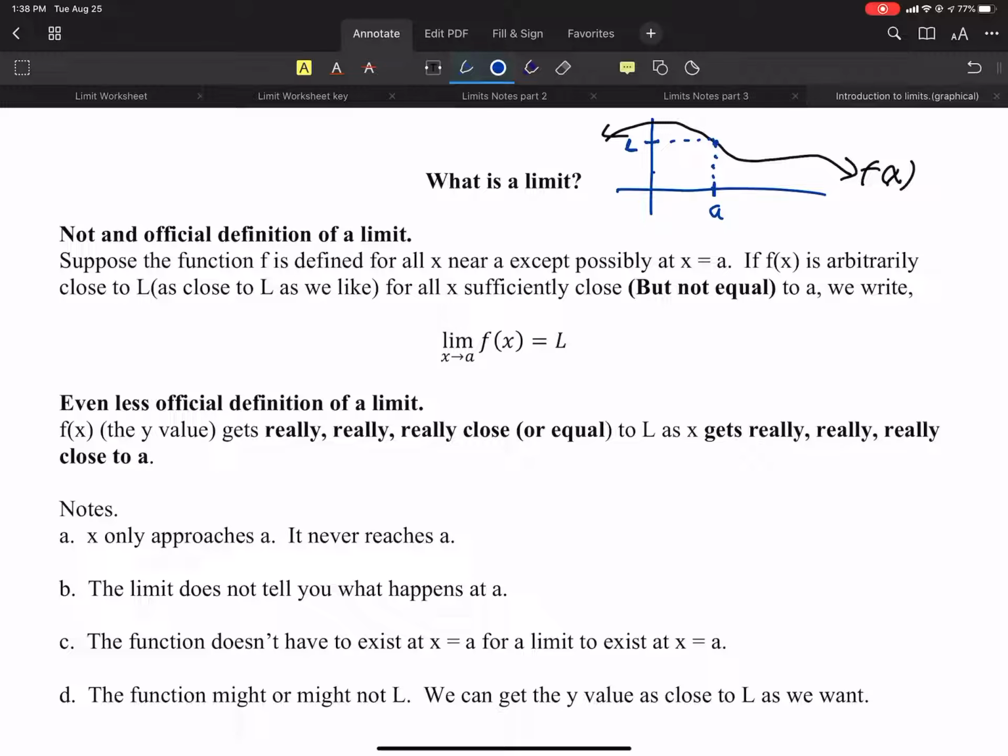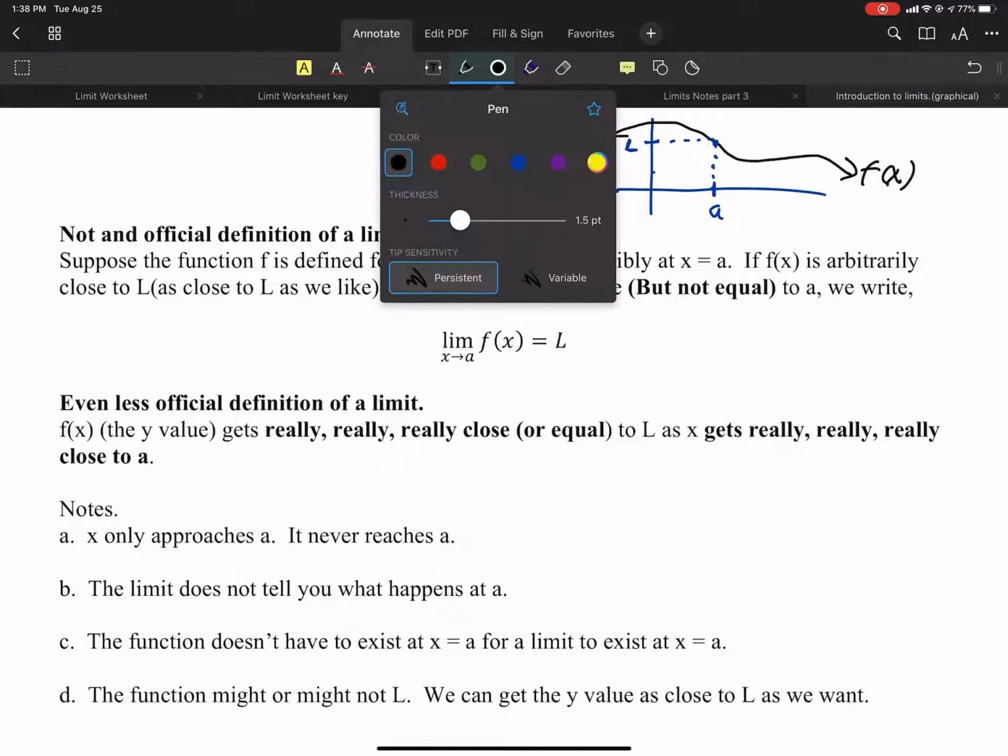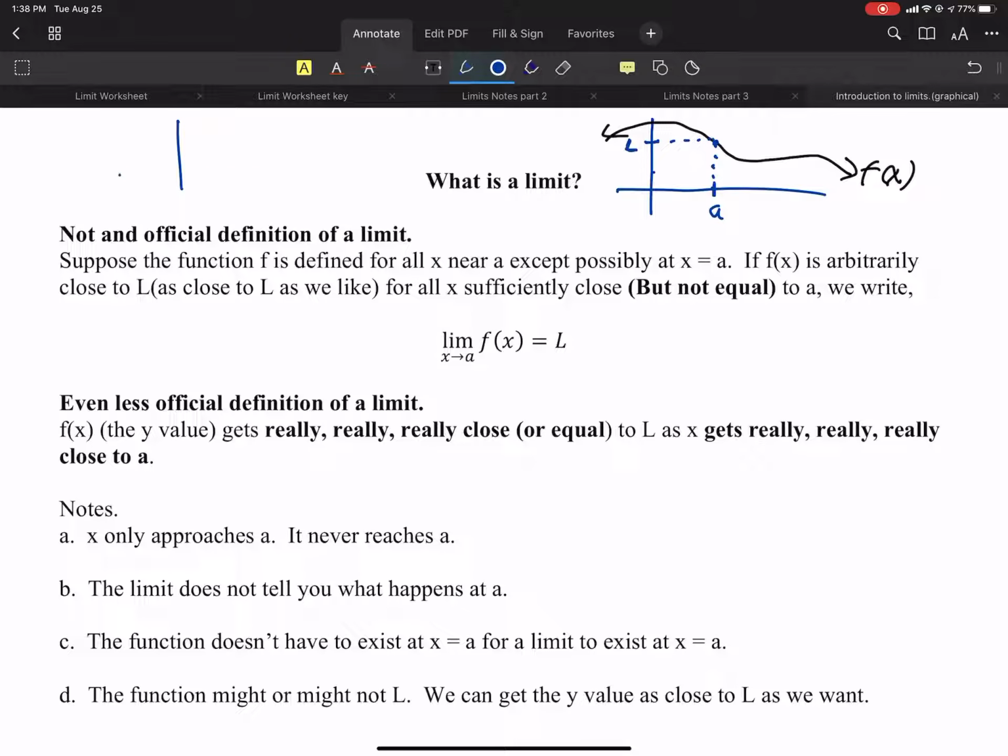And for a future problem, let me go ahead and draw another one. For future. And this one's going to be a constant function. And I will label a couple points again. That's A on the x-axis, and on the y-axis, we'll call that point there L.